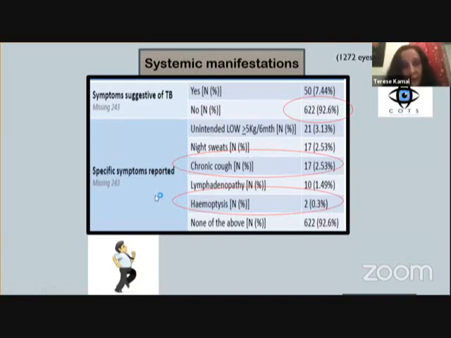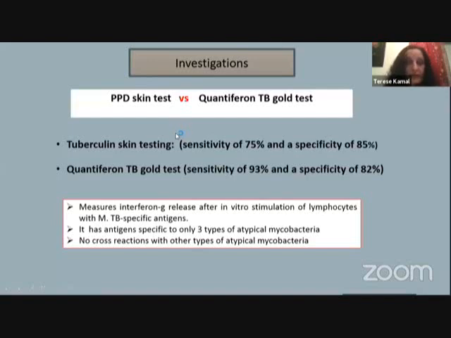So we have the investigations that we know. Let's start with the immunologic tests that we all know, the tuberculin skin test and the QuantiFERON-TB Gold test. Actually, the QuantiFERON was found to be more sensitive, 93% as compared to 75%, but the specificity was quite similar in both tests, tuberculin and QuantiFERON.